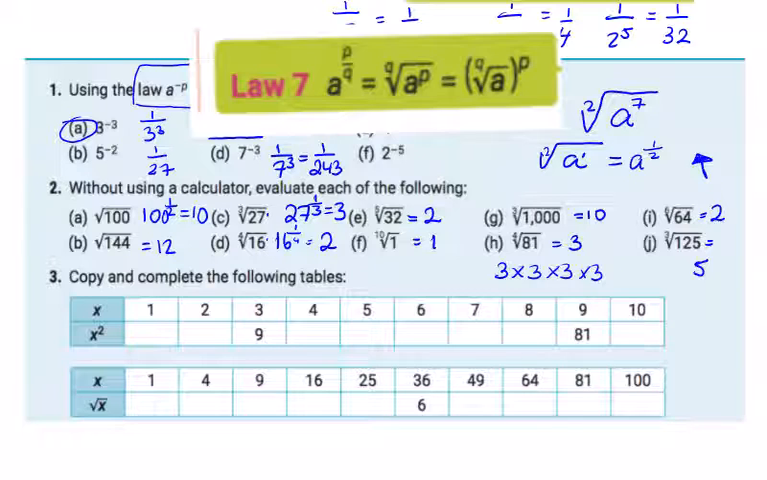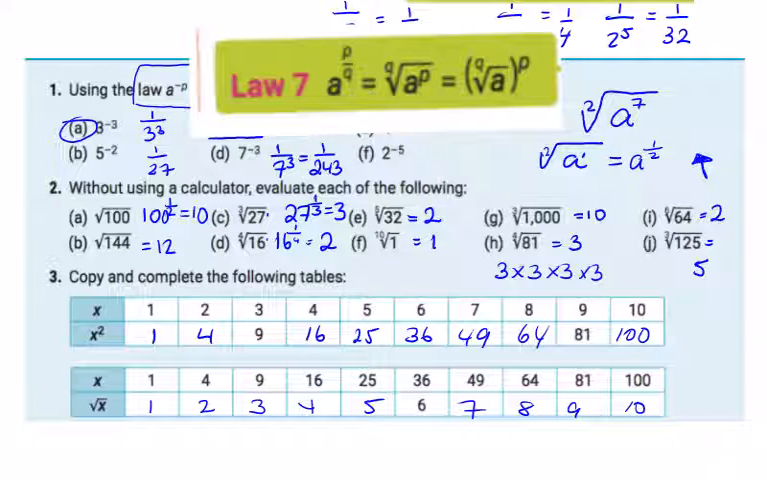In question 3, you're asked to copy and complete the following tables. So let's have a look at this. We're just looking for the square numbers here. You know your square numbers are 1, 4, 9, 16, 25, 36, 49, 64, 81, and 100. Then we're looking for the opposite here, x and the square root of x. The square root of 4 is 2, 9 is 3, 16 is 4, 5, 6, 7, 8, 9, and 10.